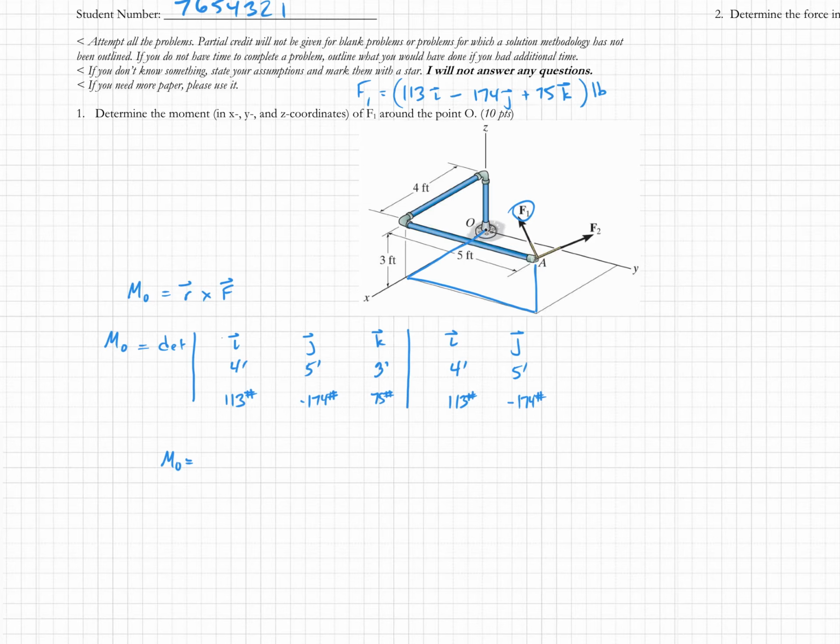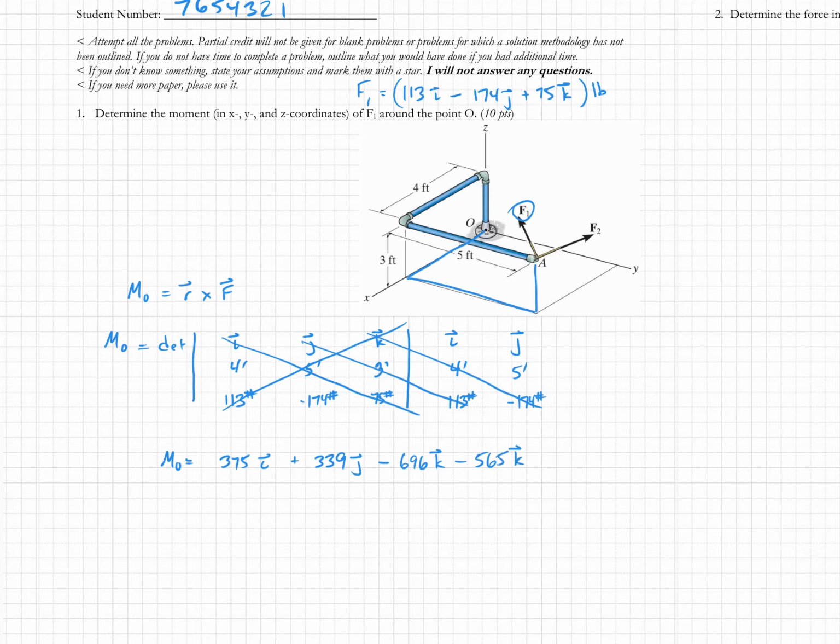So let's see here. 5 times 75 is 375. 3 times 113, that's 339. And negative 174 times 4 is negative 696. That's a K. Now we'll have negative signs for these. So minus 113 times 5 is minus 565, and that has a K.